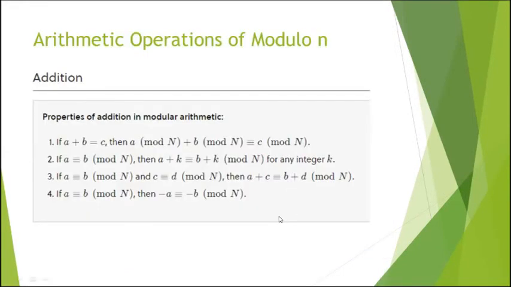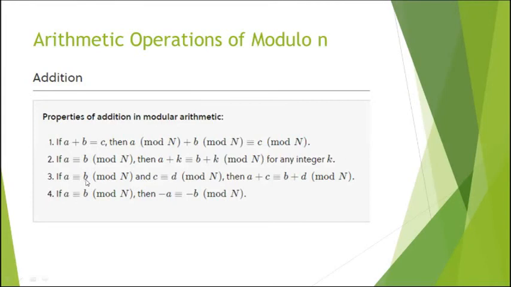So next we have now the arithmetic operations of modulo n. Properties of addition in modular arithmetic. Number 1, if A plus B is equal to C, then A mod n plus B mod n is congruent to C mod n. If A is congruent to B mod n, then A plus K is congruent to B plus K, where K is a constant mod n. For any integer K po siya.